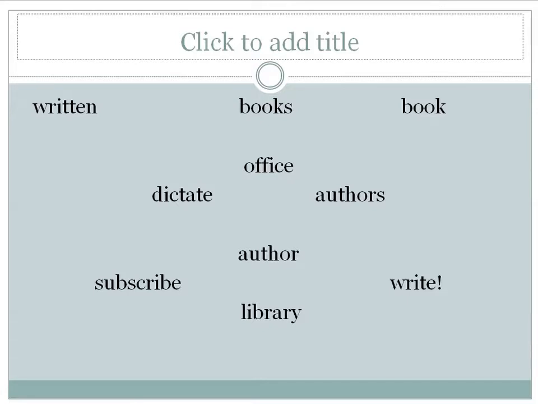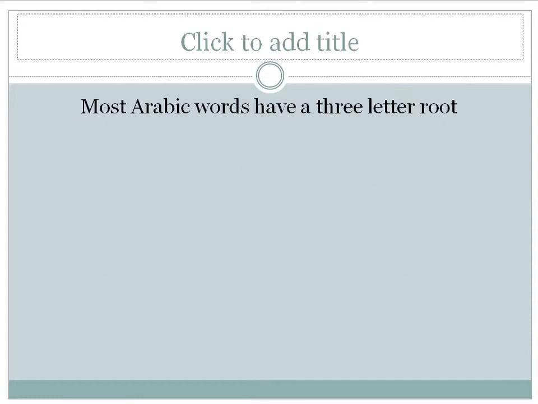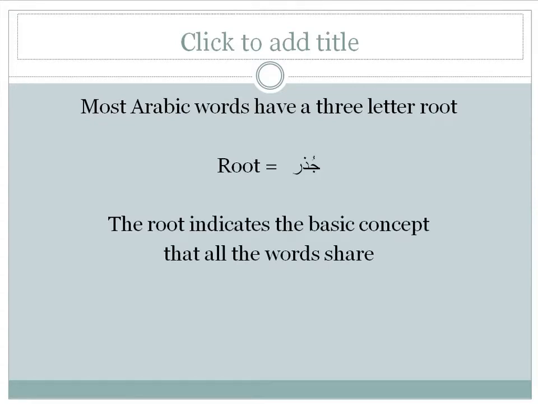Now the great thing here is in Arabic, most real Arabic words are going to have a three-letter root. And for now we'll say it's a three-consonant root. You know, the Arabic term for this is judhr, plural judhur. I mean, if you're going to talk like a pro, you need to know how to use this. So the judhr of any word is that three-letter root. Okay, the root indicates the basic concept that all these words share. In the example we just gave you, they all have something to do with writing.